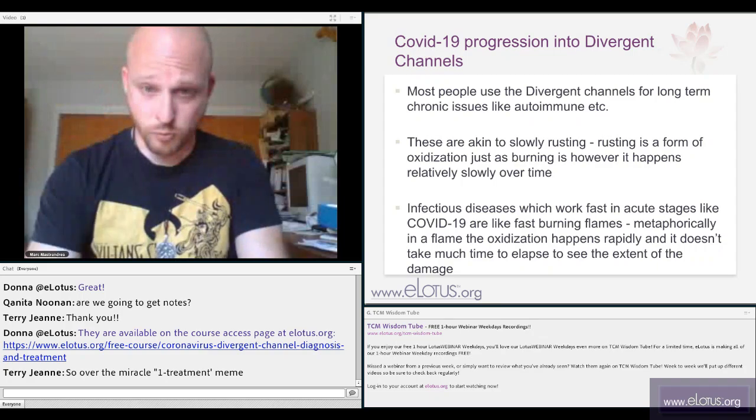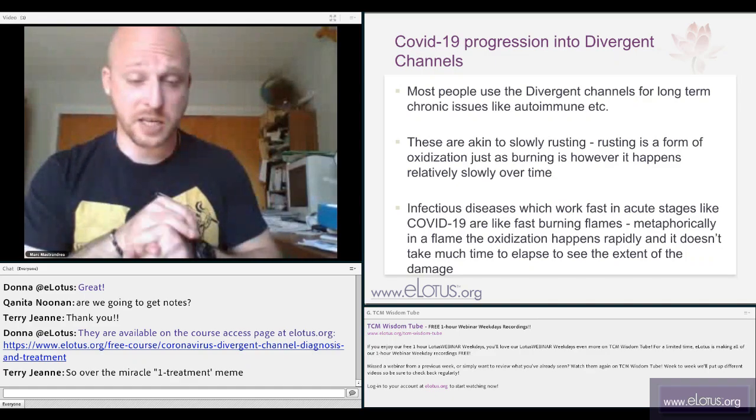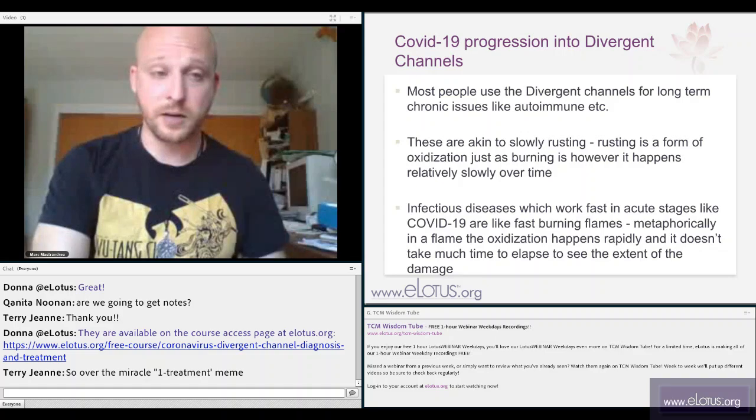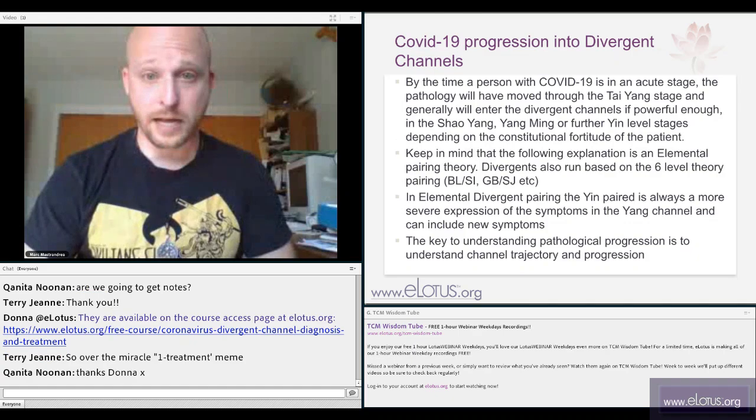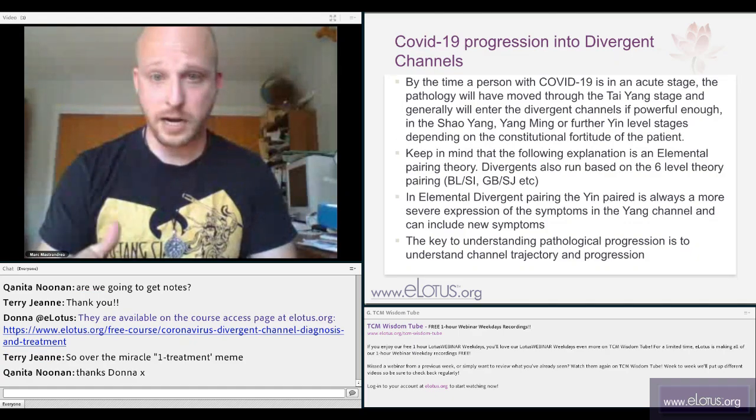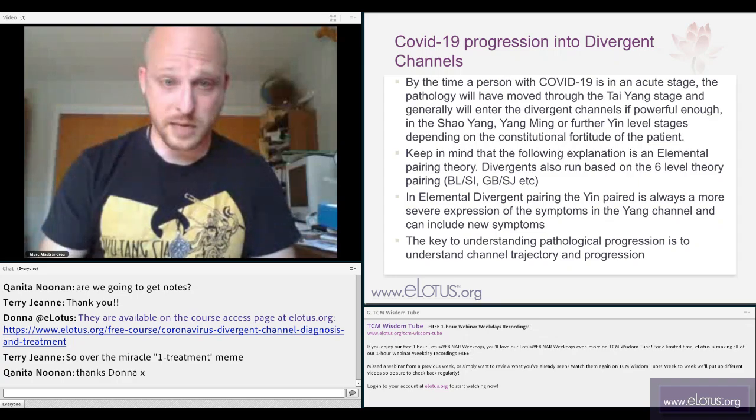So this is a repeat. We're going to skip this slide. Infectious diseases, which work fast in acute stages, are like the fast-burning flame. So keep that in mind here. By the time a person is in an acute stage of the pathology, it's moved through Taiyang. It's surely moved into the level of divergence, which is powerful enough, because if powerful enough, it moves into Xiaoyang, Yangming, and further into the yin levels.